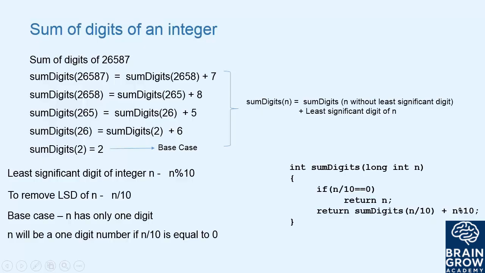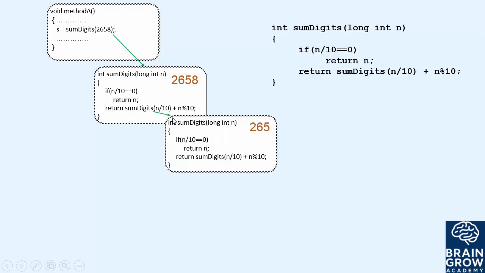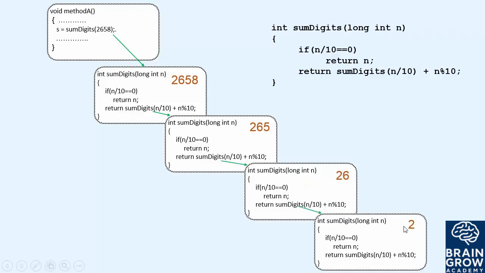Now let's trace this method. In the first call, value of n is 2658. Now this method is called with argument n/10. n is 2658, so n/10 is 265. So in the next call, value of n is 265. Similarly, in the next call, value of n is 26. In the next call, value of n is 2.